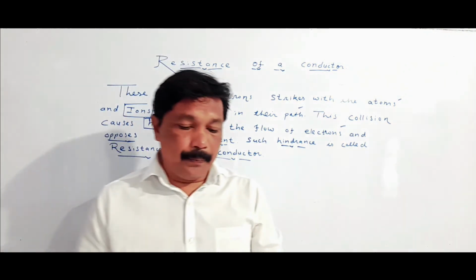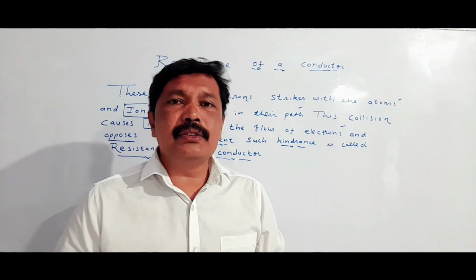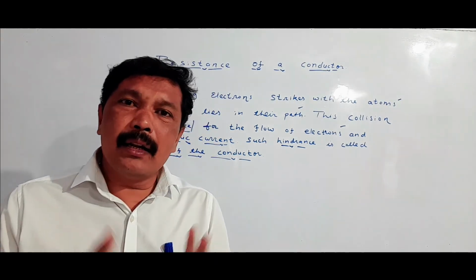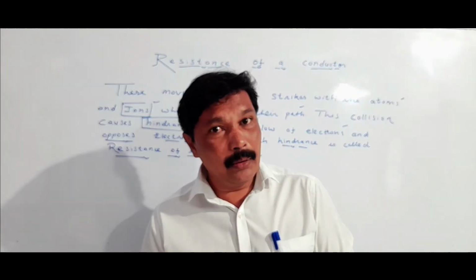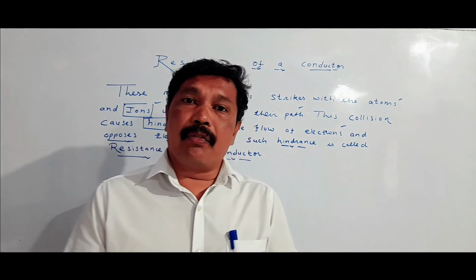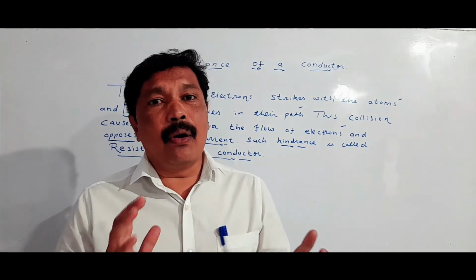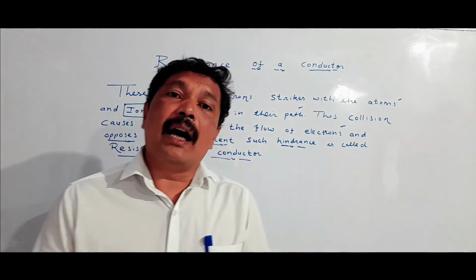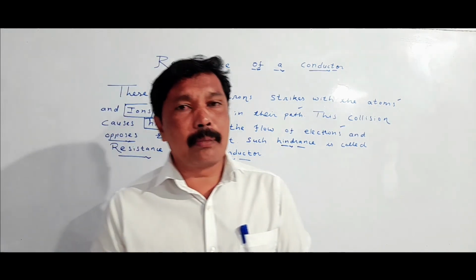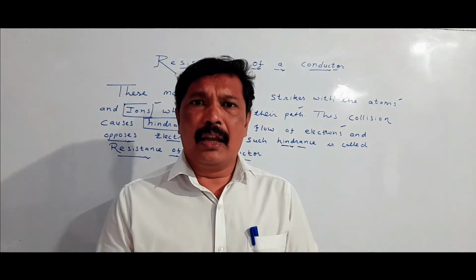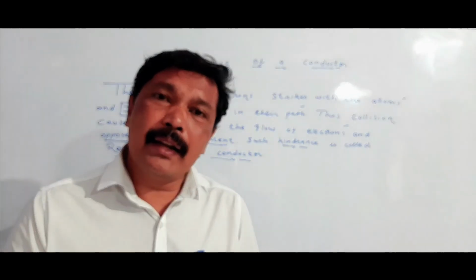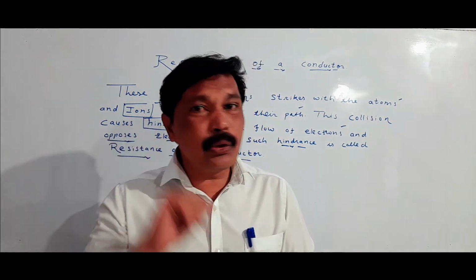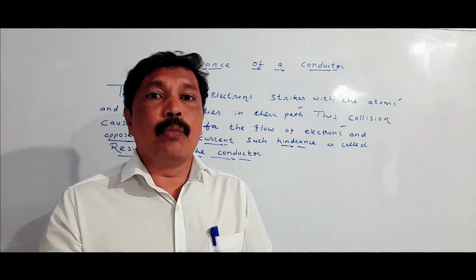My dear student, we are studying resistance of a conductor. We all know that a metal conductor is made up of molecules. The molecule is made up of atoms. And we all know at the center of the atom there is a nucleus, whereas the electrons are revolving in a circular orbit around the nucleus. Every atom of a metallic conductor has one or two electrons in their outermost orbit, which are weakly bonded with the nucleus.